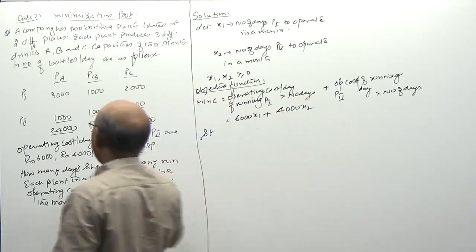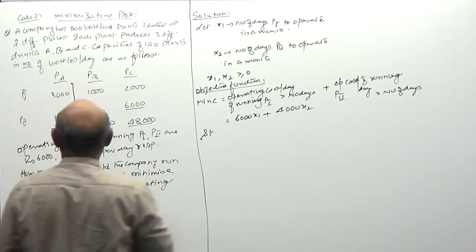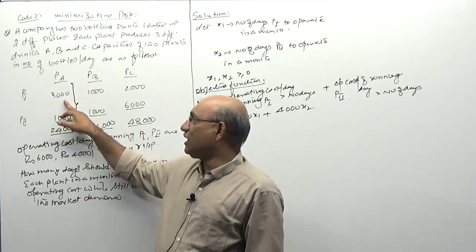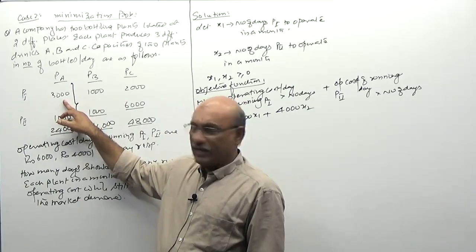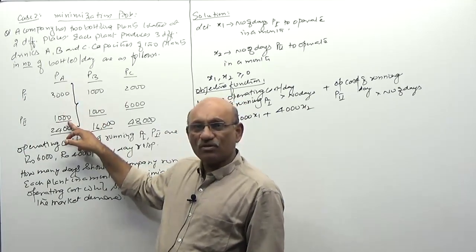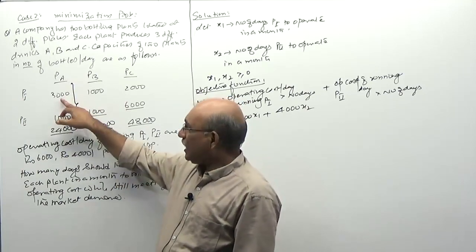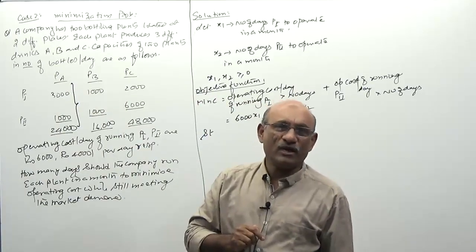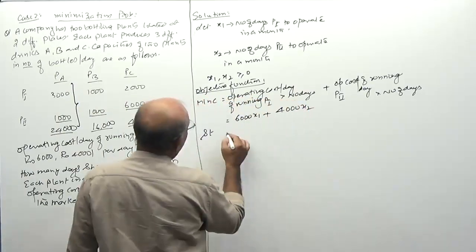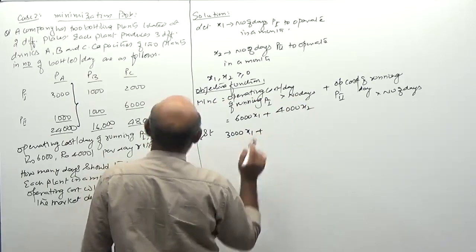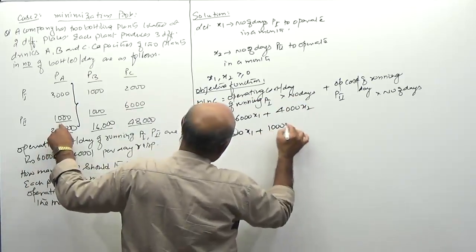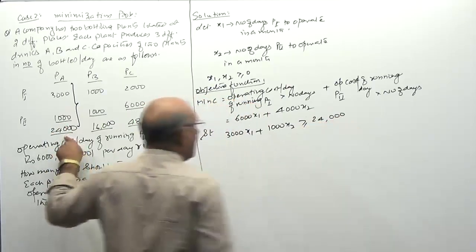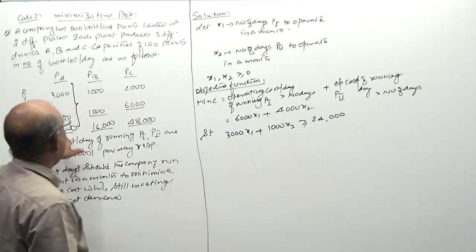So look at this, sir. First, plant 1 is producing 3000 bottles of product A per day, and plant 2 is producing 1000 bottles of product A. If it is per day's capacity, it should be multiplied with the number of days we decided to operate plant 1. Subject to, how can I write? 3000 into x1 plus 1000 into x2 must be greater than or equal to 24,000.